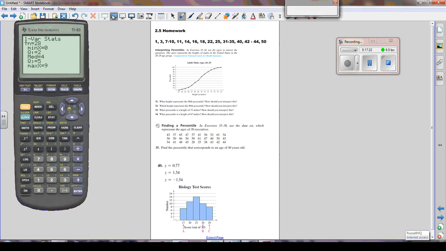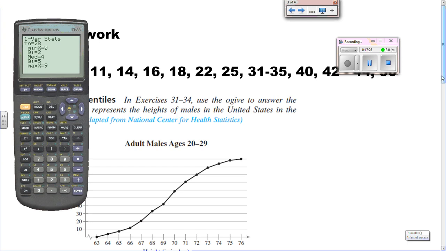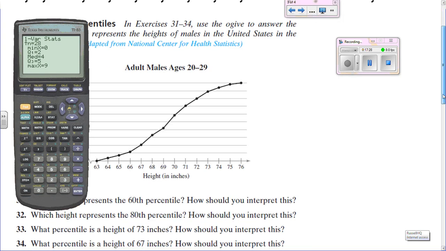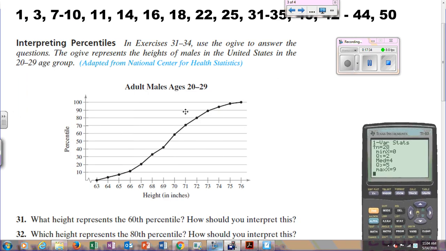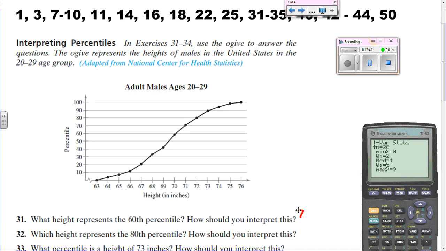All right, number 31. Height represents the 60th percentile. We have 60th percentile is here. That would be 70. So you would say between 70 and 71, or you could just say 70. That would be fine. And that means that 59% of adult males are shorter than 70 inches tall.